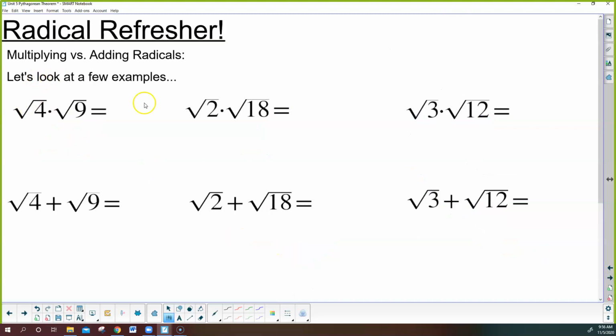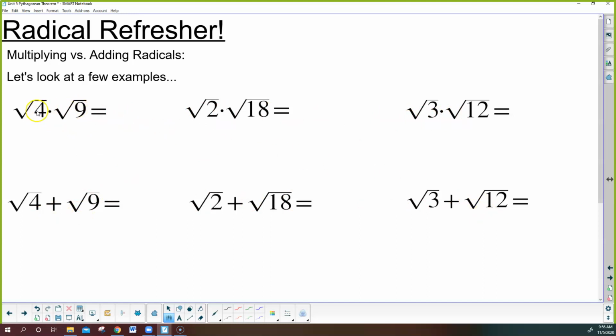I don't want you to write this. I want to show you something really quick. So do not write this, and we're not going to spend a lot of time on it. It's just, I want to make sure you guys know there's a difference between multiplying radicals and adding radicals.